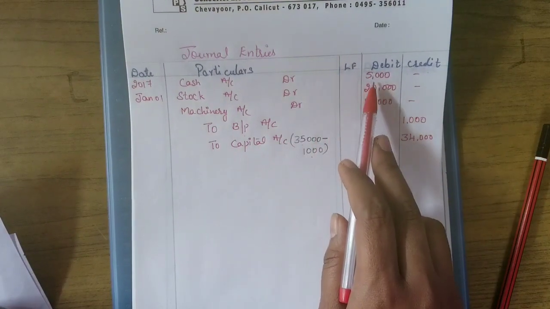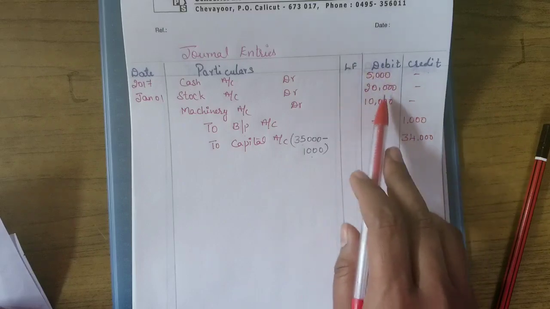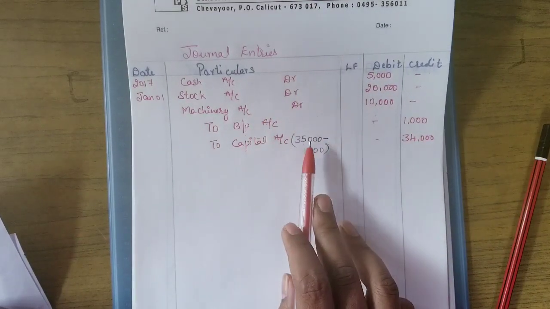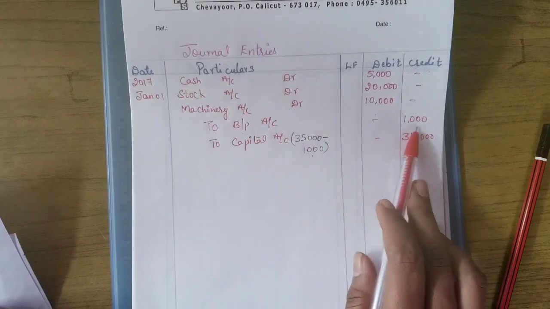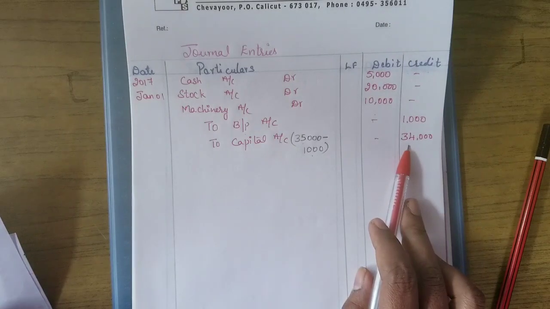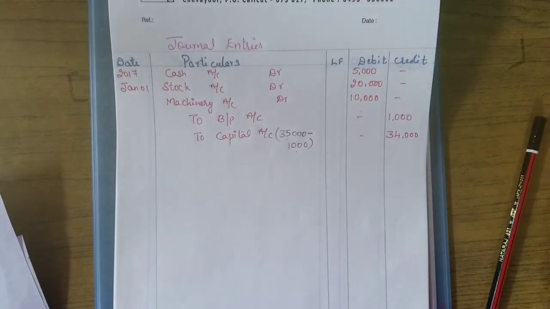So total you have to make this, add all the assets here, whatever the assets we have, you will get 35,000. Okay, 35,000 minus 1,000 bills payable. Now you will get the actual capital balance is 34,000.